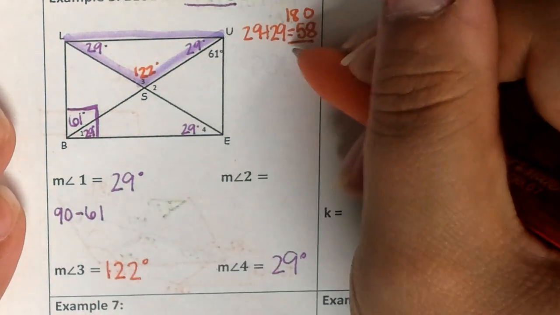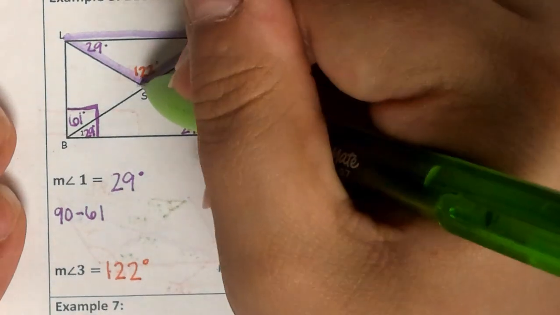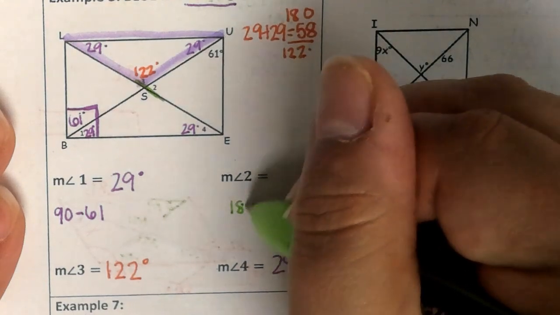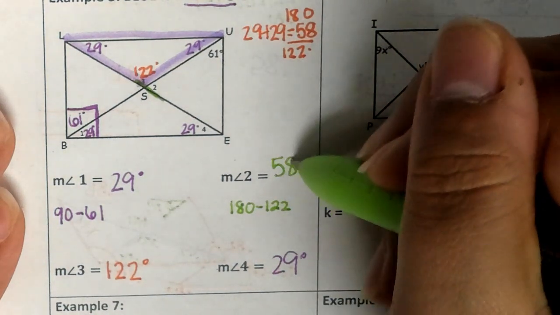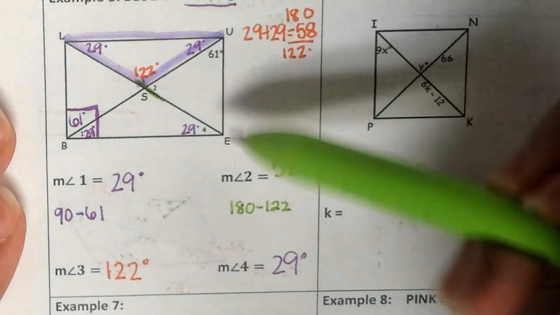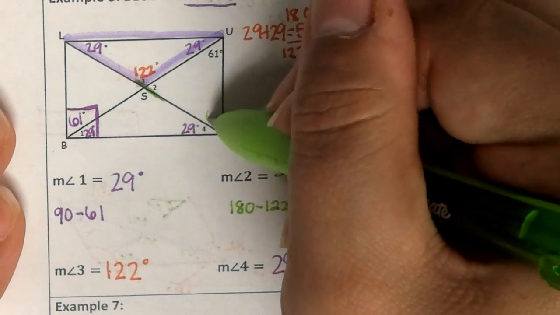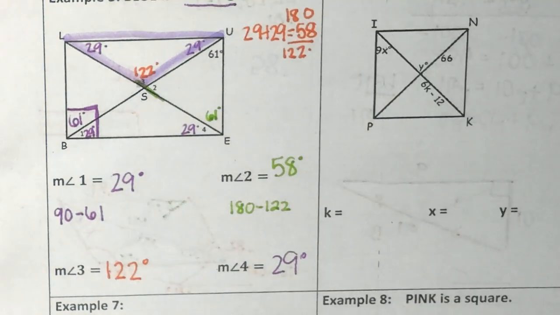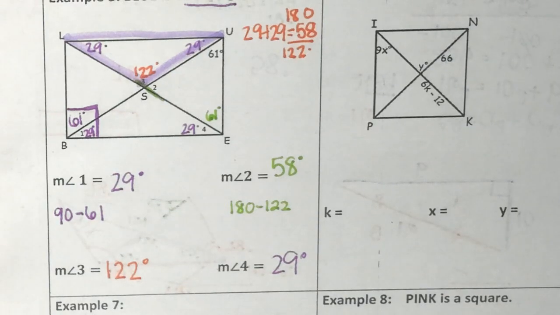How do I find angle 2? These are supplementary angles, so 180 minus 122 is... Hey guys, by the way, real quick, look up. Do you agree if this is 61? What's this? So you could also add 61 together and subtract it from 180. It's all just a big puzzle.